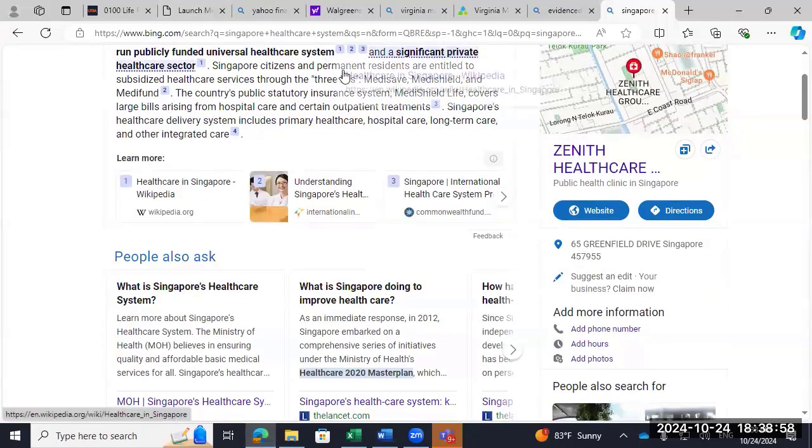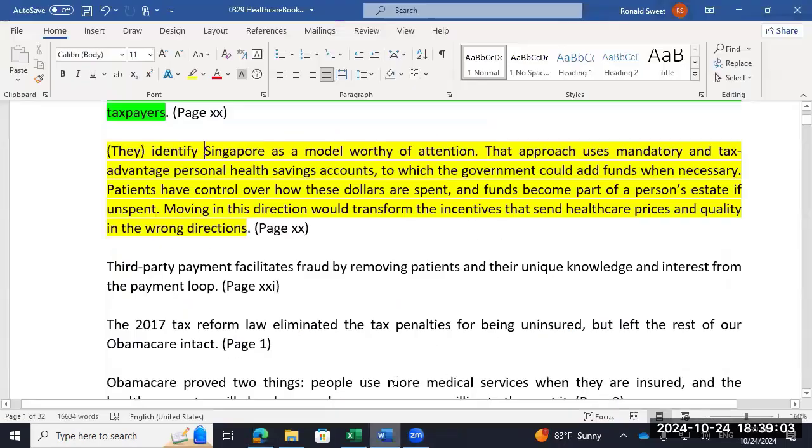It is a universal healthcare system. So, I mean, think about this. This is Cato, people from Cato talking about Singapore, and they're talking about a universal government-provided system. So even they're willing to go to that side. The government could add funds when necessary. Patients have control over how these dollars are spent, and funds become part of the person's estate if unspent. So it's kind of a government-mandated health savings account, moving this direction to transform the incentives, and sending healthcare prices and quality in the wrong directions.